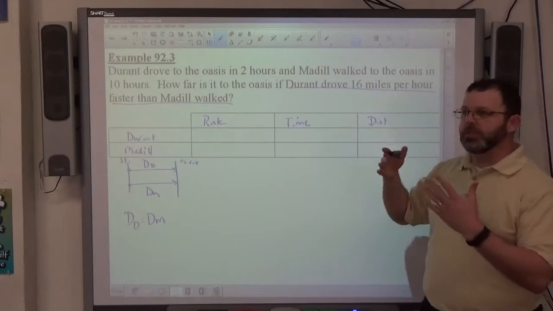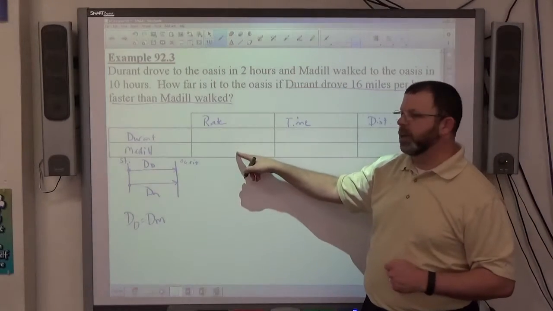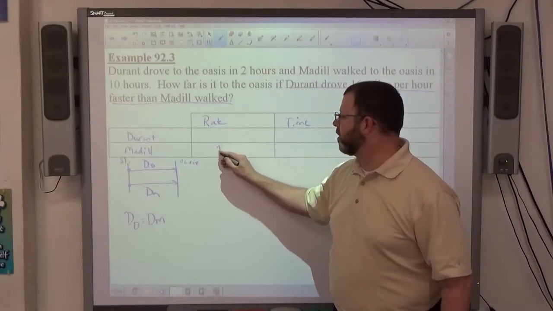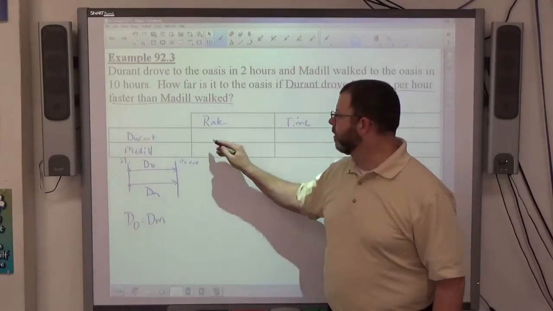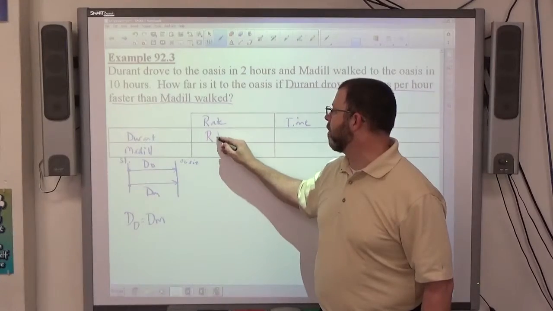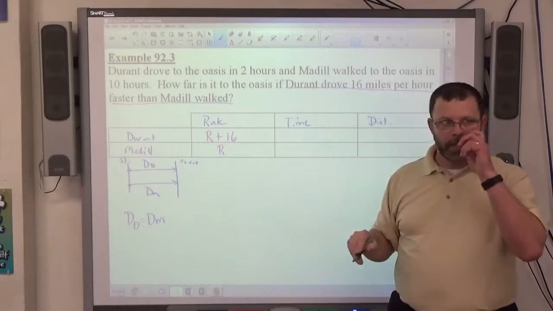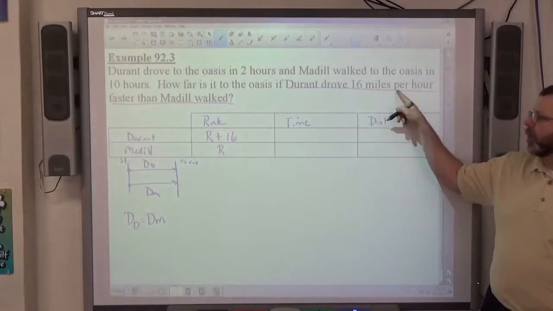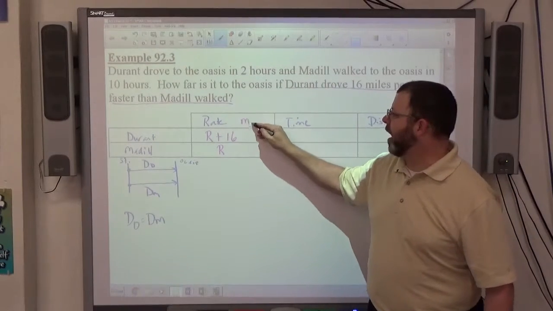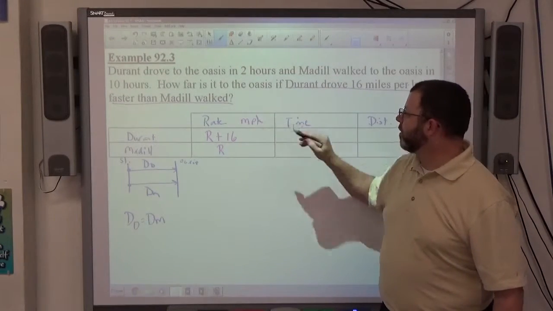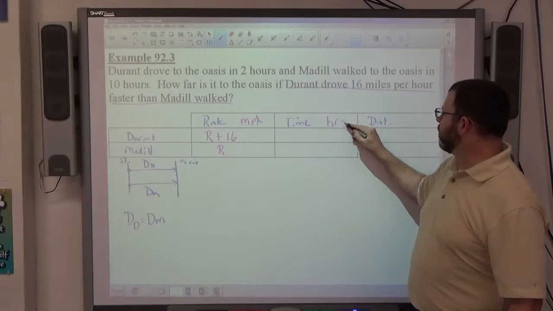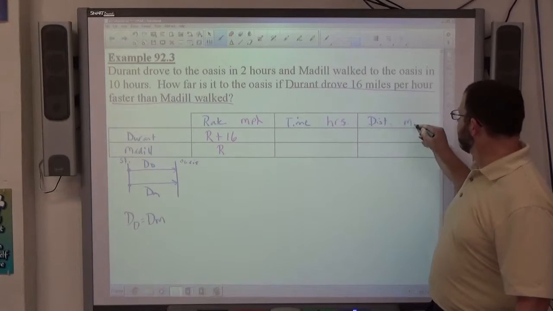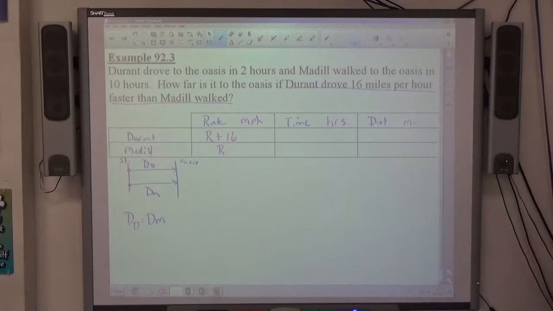Okay, we don't know either speed, but his speed is 16 more than his speed. So if Medill's going at some speed R we don't know, Durant's going to go 16 miles per hour faster. And since they use the words miles per hour, that tells me rate's going to be in miles per hour. That means time is in hours and distance is in miles. Again, establishing units within each column is helpful to get the correct units on your answers.